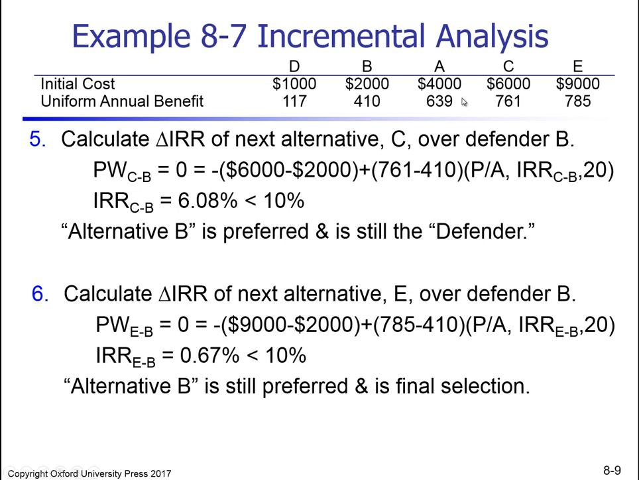Now we do our final comparison, B to E, and we notice that E cost $9,000, so we get 9,000 minus 2,000, so a $7,000 differential in cost, and $785 in benefit compared to $410, so we see $375 in difference. And when we solve for that, our IRR is minuscule, 0.67%. That's less than 10. So that means alternative B remains the defender. There are no other challengers to consider. So alternative B is the best choice based upon a differential analysis, an incremental analysis.